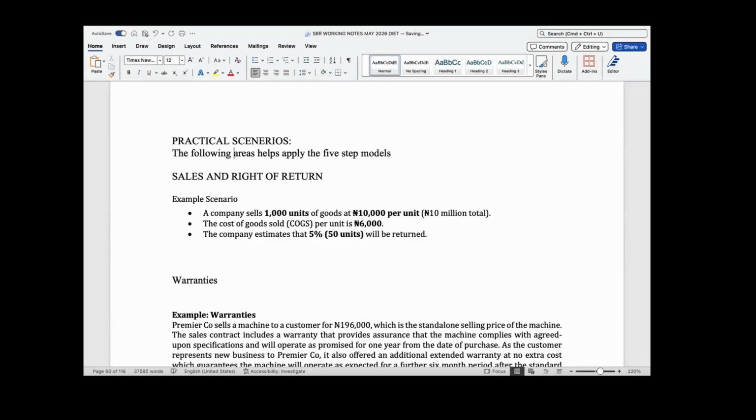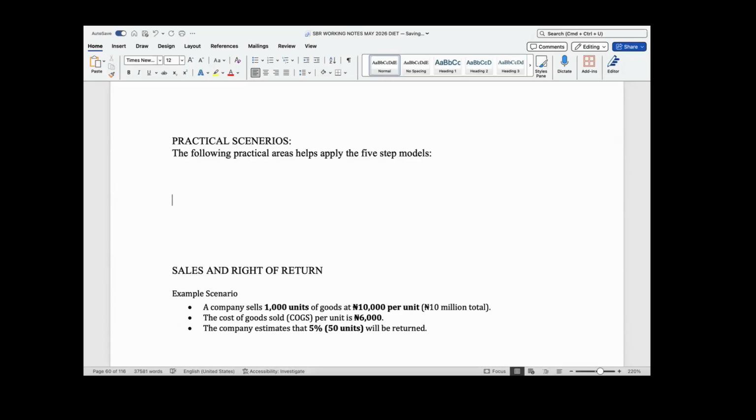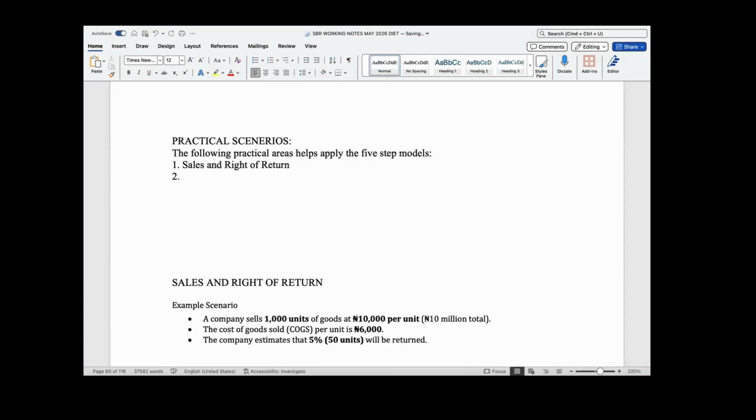So following practical areas, and I think I will discuss, the standard really talks about like 5 or 6 of them. I will discuss sales and right of return. You see it in your exam. We can ask you a scenario around it and see whether you can apply the 5-step model there.